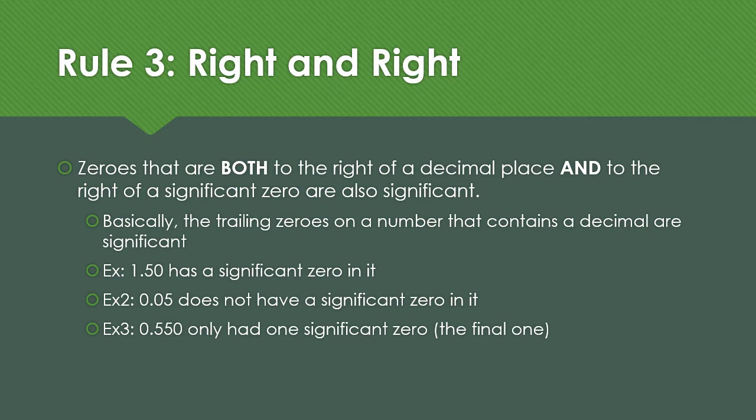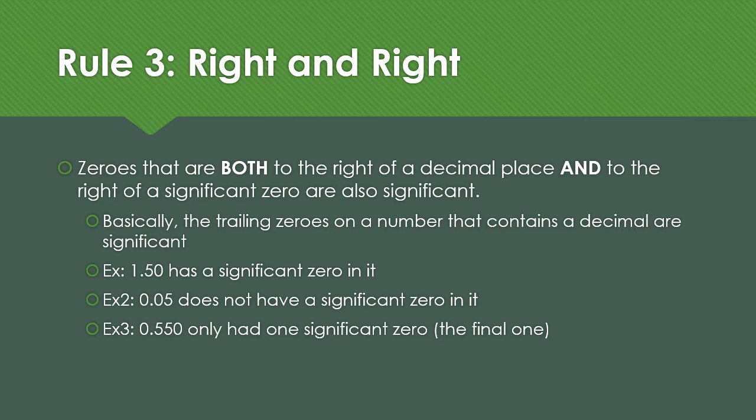The number 0.05 does not have any significant zeros in it. The first zero is to the left of the decimal, and so it cannot fit this rule. And the second zero is to the right of the decimal, but there is no significant figure it is also to the right of, so it only fulfills one of the 2 requirements here.